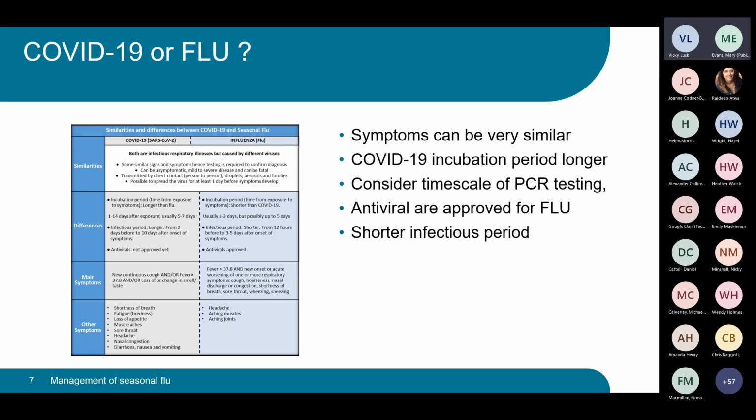So again, just focusing more on the symptoms for flu, it would be pyrexial, temperature of above 37.8, new onset or acute worsening of one or more respiratory symptoms, such as a cough, hoarseness, nasal discharge or congestion, any shortness of breath and sore throat. And as I said, that list's not exhaustive, and that's where clinical assessment is really important.